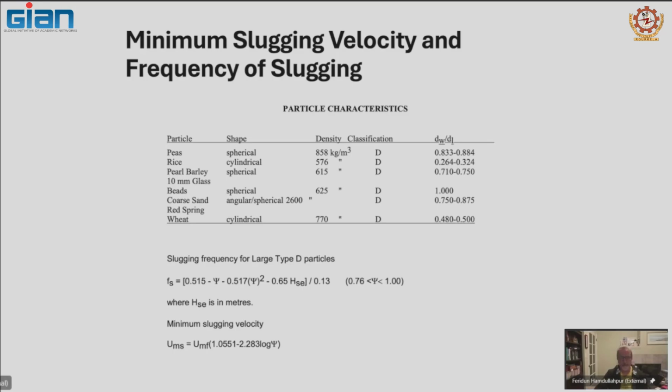For that, you will need to figure out the minimum slugging velocity. This is a simple correlation that takes into account the particle, whether they're spherical or cylindrical, so the shape factor is important, and then the frequency of slugs. You will need to know how frequently they form, and with that, you will be able to calculate a minimum slugging velocity.